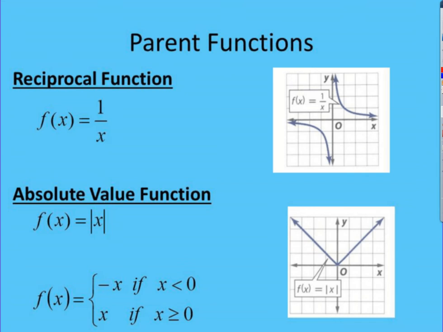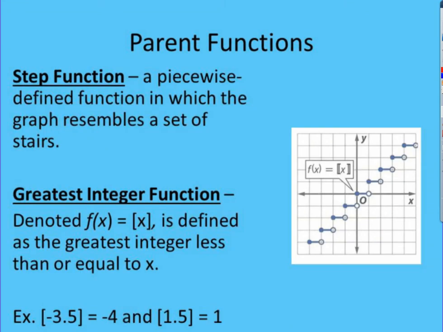When we're dealing with the absolute value of x, if x is less than 0, you're actually going to use the function of -x. And if x is greater than or equal to 0, the function is just x. We have a step function. This is a piecewise function that's defined by a function in which each graph resembles a set of stairs.